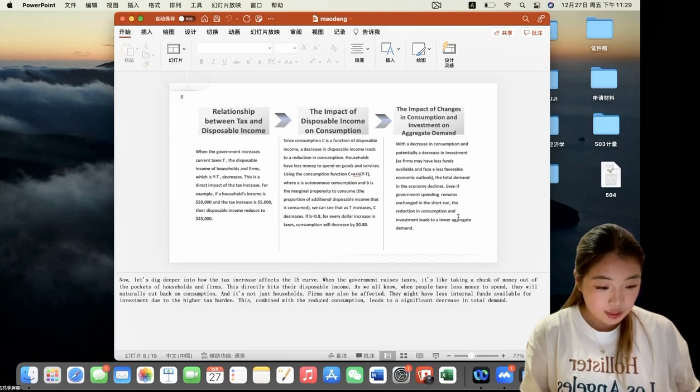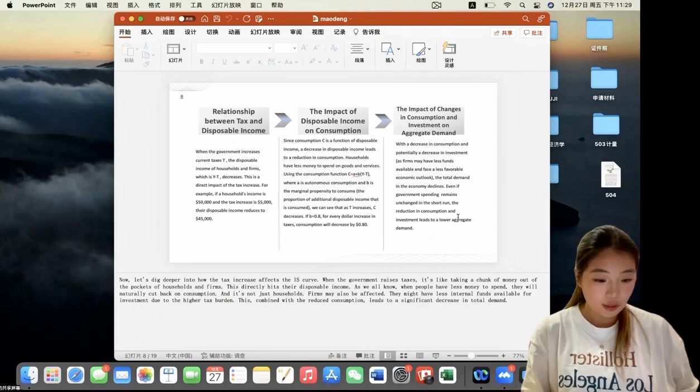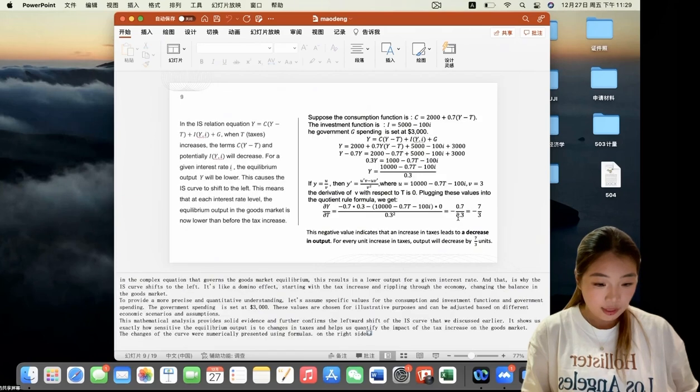And it's not just households. Firms may also be affected. They might have less internal funds available for investment due to the higher tax burden. This, combined with the reduced consumption, leads to a significant decrease in total demand. In the complex equation that governs the goods market equilibrium, this results in a lower output for a given interest rate, and that is why the IS curve shifts to the left.